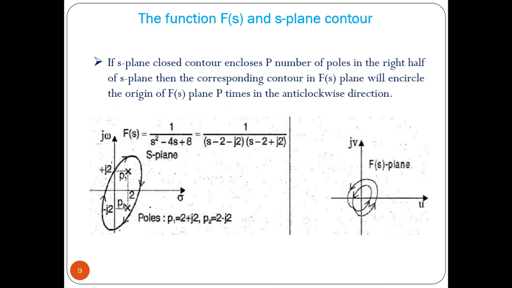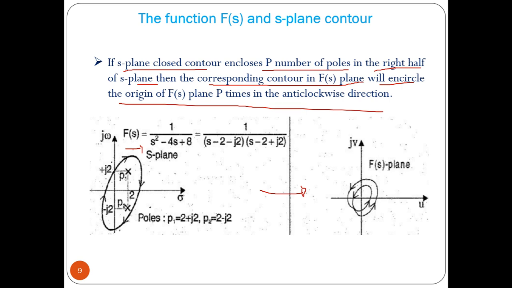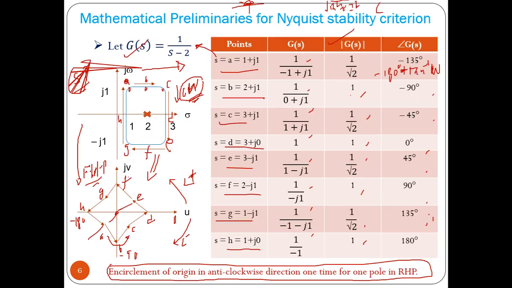Now for poles, if an S plane closed contour encloses P number of poles in the right half of S plane, then the corresponding contour of the F(s) plane will encircle the origin P times in the anti-clockwise direction. That already we have seen for this example. If we have a pole that is enclosed in the S plane, right half plane.